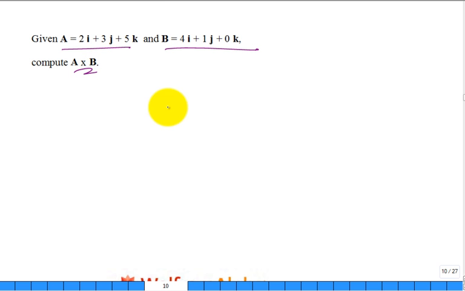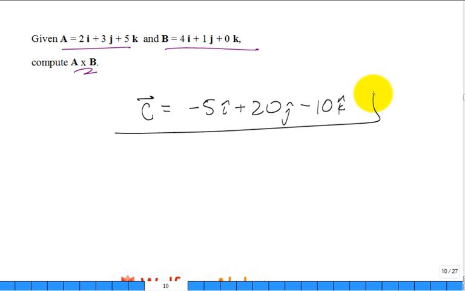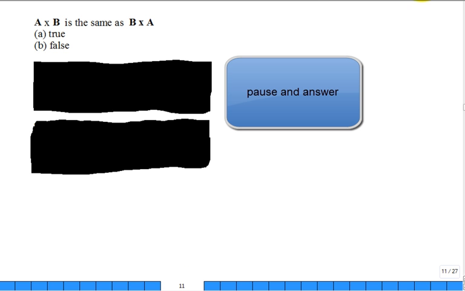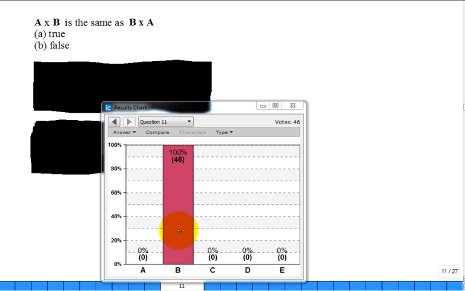All right, so hopefully everybody was able to get that C, which is A cross B, is going to be, what, negative 5 in the I, and then you have plus 20 in the J, and minus 10 in the K. So in interest of time, I'm going to press forward. Got it? All right. A cross B is the same as B cross A. True or false? Yeah, everybody got that one, which is good. So it's not the same.